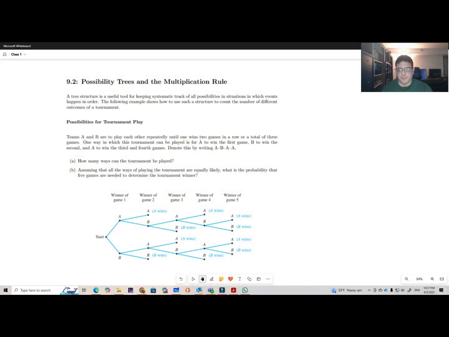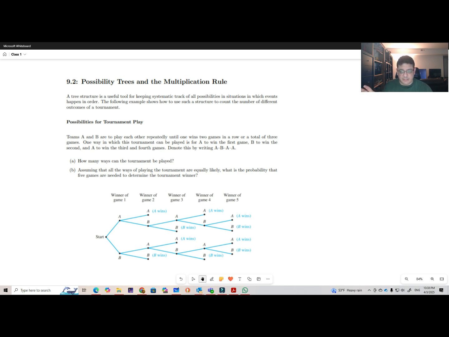Hello everyone. In this video we're going to talk about possibilities, trees, and the multiplication rule. A tree is a good structure for keeping track of all the possibilities of a situation or an event that happens in a certain order. The following example is good for that.